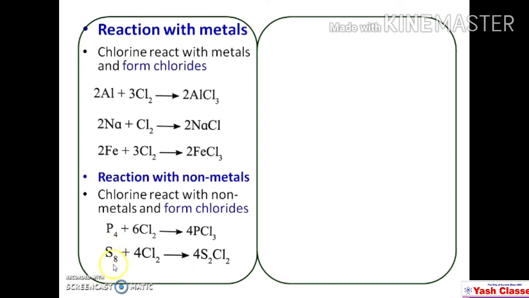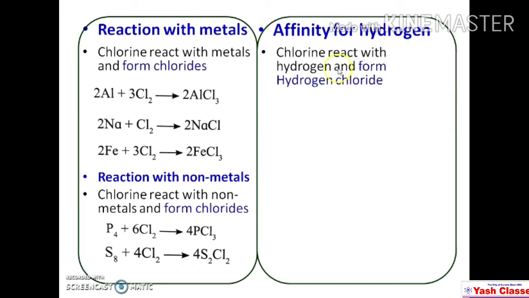Sulfur exists as an octatomic molecule, S8. Phosphorus exists as a tetraatomic molecule, that is P4. So sulfur reacts with chlorine and there is a formation of disulfur dichloride, S2Cl2. Chlorine has an affinity towards hydrogen. So when chlorine reacts with hydrogen, there is a formation of hydrogen chloride.